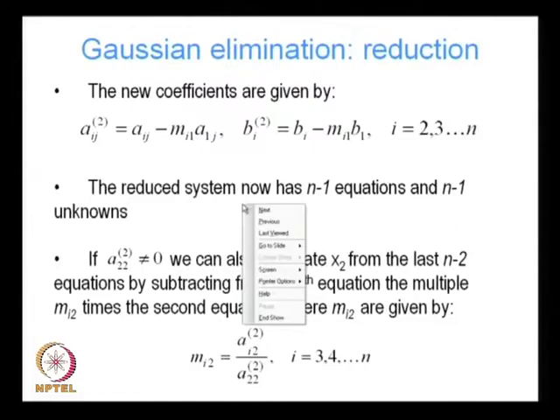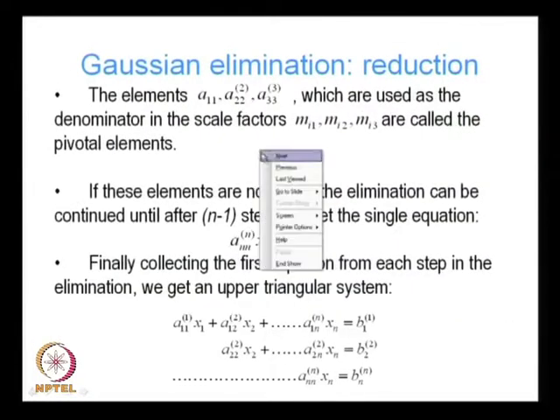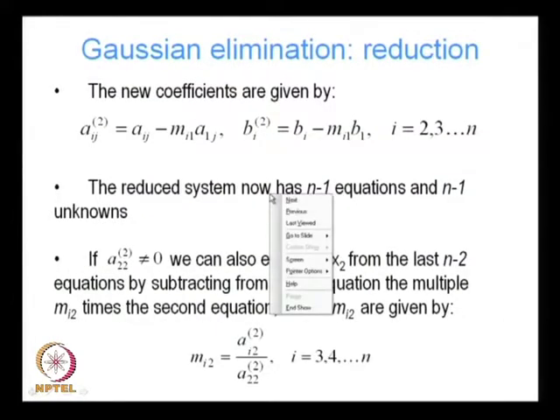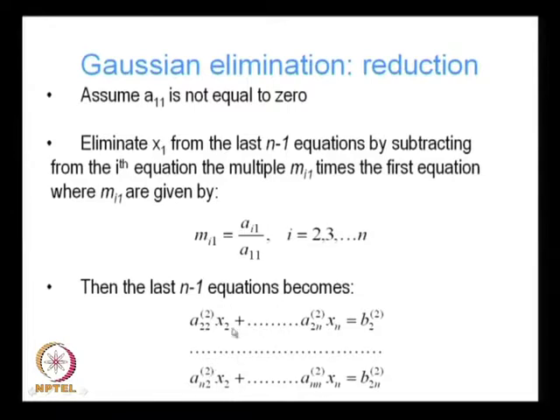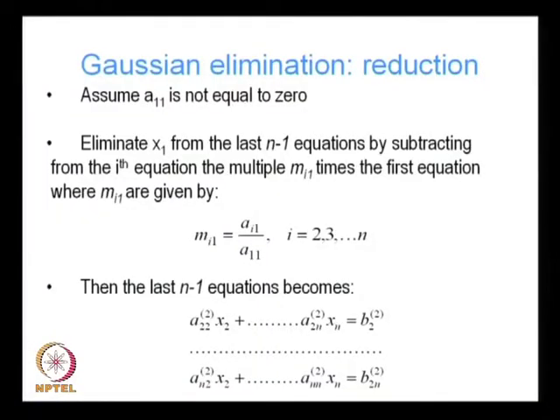If at the second stage, after the first reduction, we are left with the n minus 1 system, and if it turns out that this a22 is also non-zero, then we can continue with the same process throughout. So, what we are going to do is divide this equation by a22. So, the first coefficient is going to become 1, and then we are going to multiply this equation by the coefficient of x2 in the second equation and subtract it from the second equation. In that case, the second equation is going to have 0 as the coefficient of x2. Similarly, we will do the same thing for the third equation, and we will continue up till the nth equation.